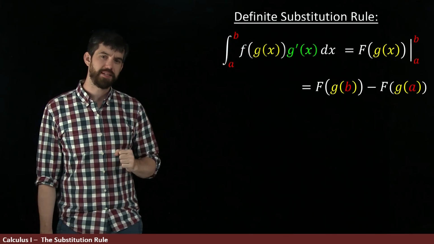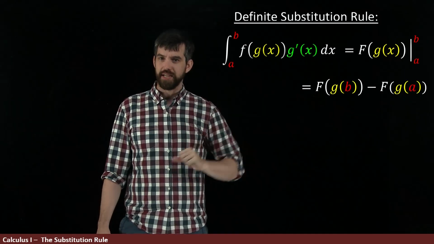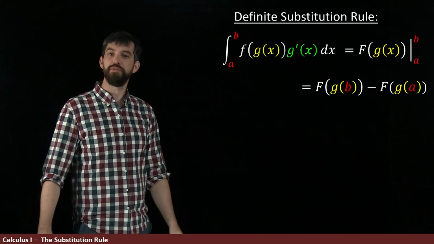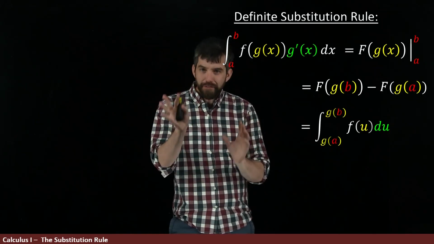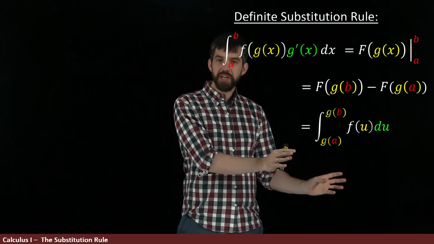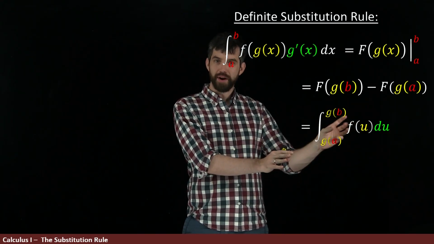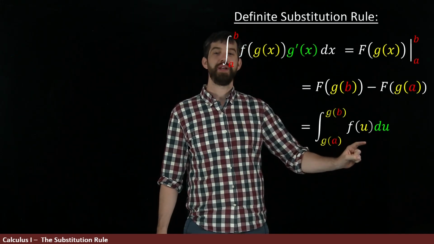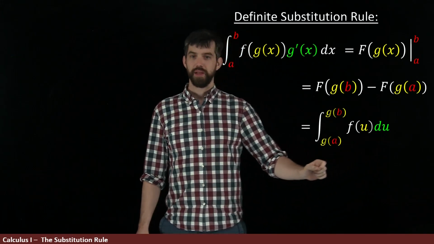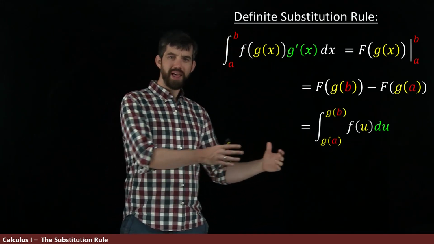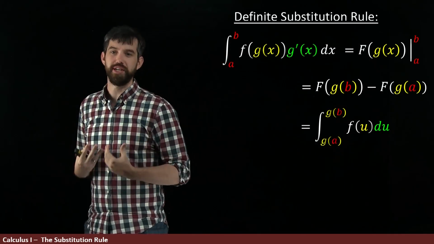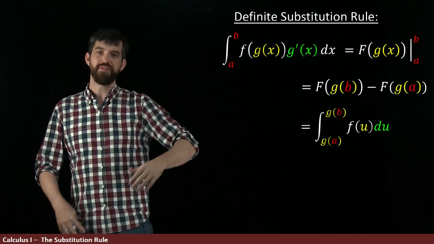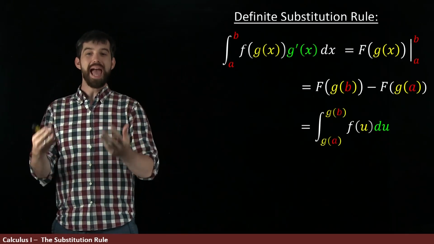However, I can manipulate this. I know what this is. I can write it in terms of u in the following way. This is going to be the definite integral between g of a and g of b, where I take the little f evaluated at u du. In other words, when I think about it this way, we're using our variable of integration as this u. When I think of it originally, the variable of integration is going to be x.